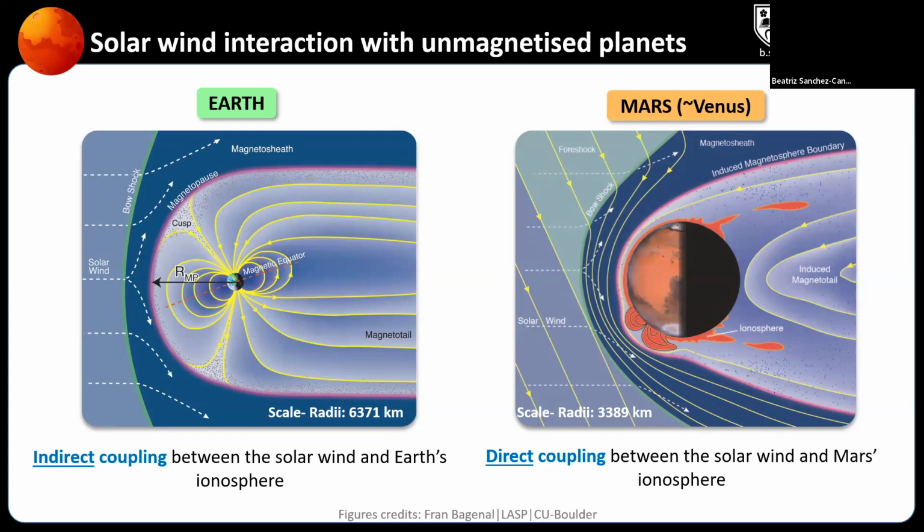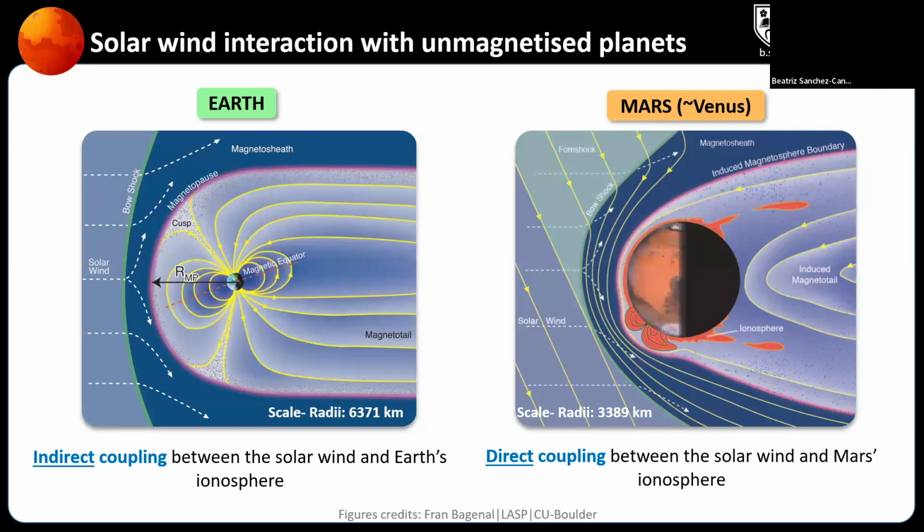So because the solar wind directly interacts with the atmosphere, the ionosphere is like a kind of a sponge in there, absorbing everything that comes from the solar wind. And the interaction is, of course, much closer to the planet because we don't have the magnetic field like Earth to protect the planet.